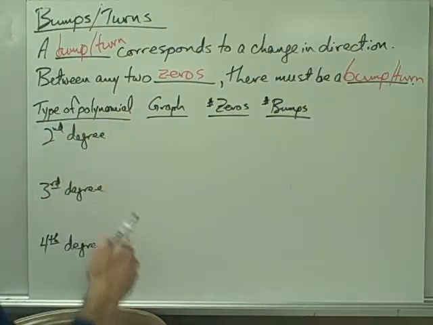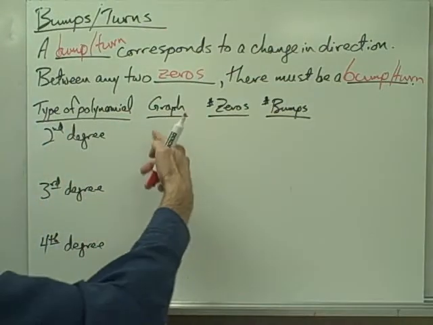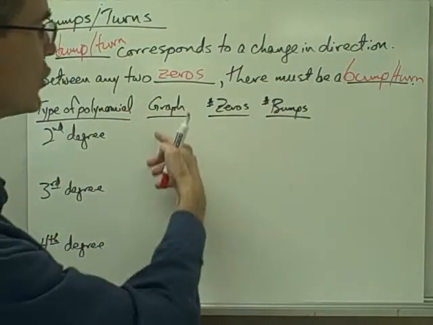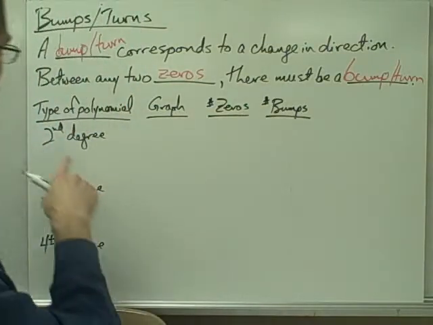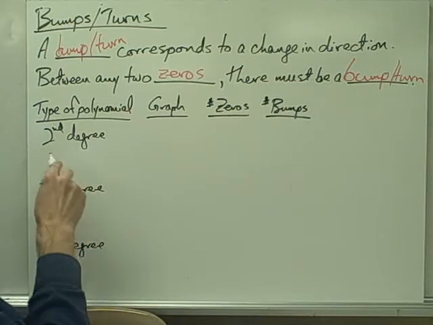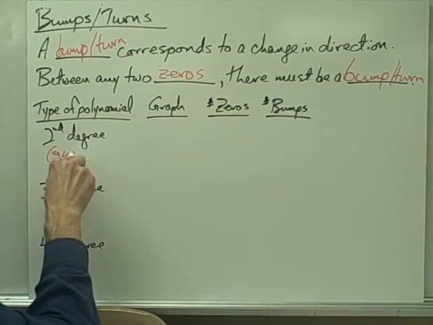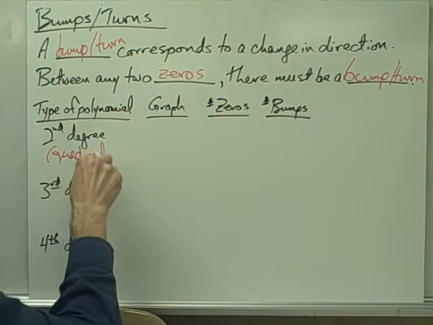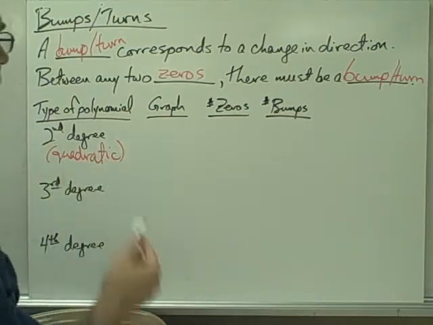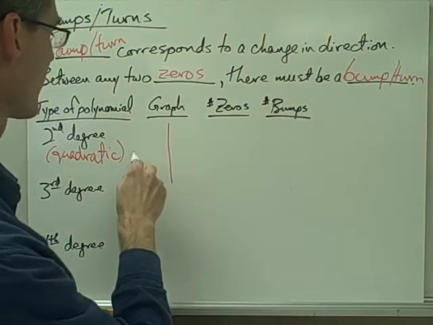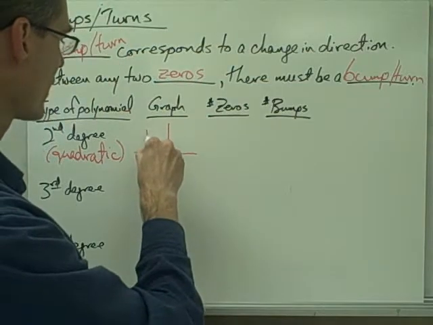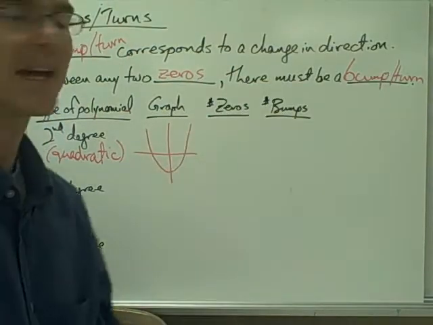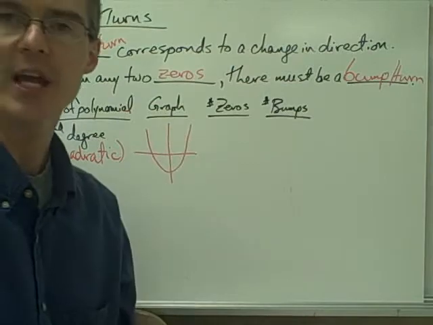Now, if we take a look at the shape of the graphs and the zeros and the bumps that we see for different typical polynomials. If I have a second degree polynomial, which is also called a quadratic, the typical shape of the graph of a quadratic looks something like that. It's got this characteristic U shape.